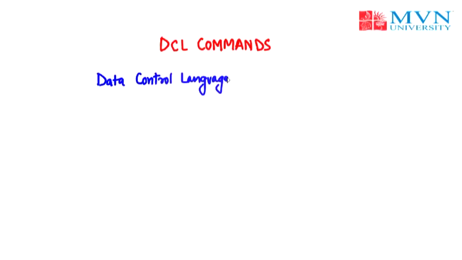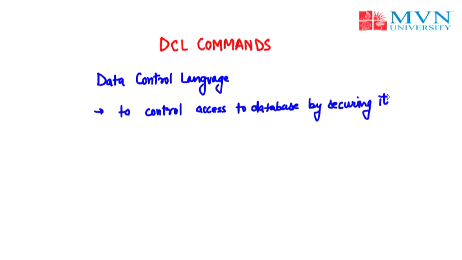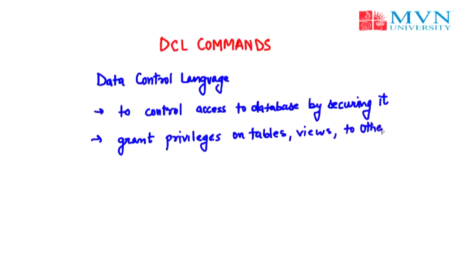Hello students, today I am going to teach you about the DCL commands. DCL is the abbreviation of data control language. Data control language is used to control access to database by securing it, or you can say it is used to grant privileges on tables, views and other users and so on.